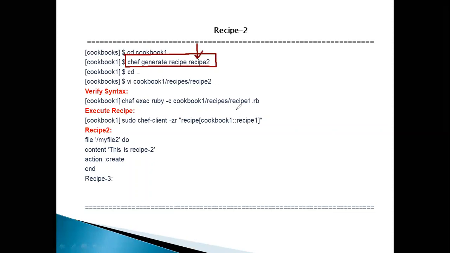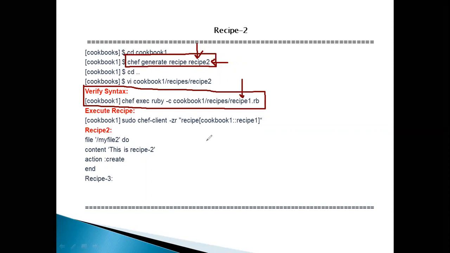Then to verify that our syntax is correct inside a recipe. Inside a recipe, we can write code in Ruby, according to your requirement. For example, if you want to install Apache Tomcat on your virtual machine via the recipe, then you have to write code for installing Apache Tomcat on a server via the recipe. So this is for verifying a syntax: chef exec ruby -c, the cookbook and recipe, then the Ruby code file known as recipe1.